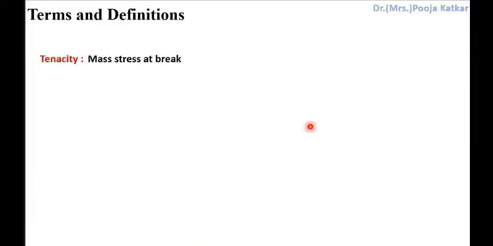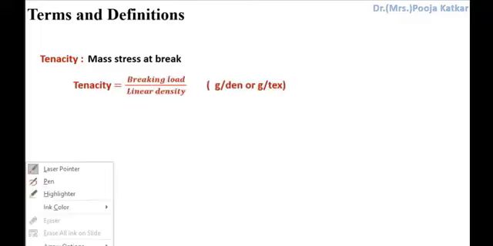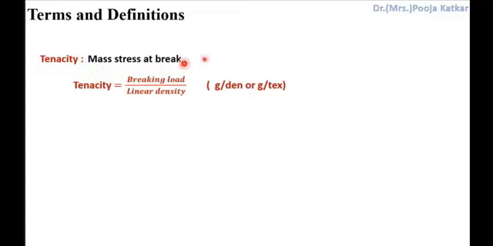When load reaches breaking point, we call it breaking load. In the same way, when mass stress reaches breaking point, we call that specific mass stress as tenacity. So, the tenacity is defined as mass stress at break, which is the ratio of breaking load upon linear density. And the unit will remain same, that is grams per denier or grams per tex.